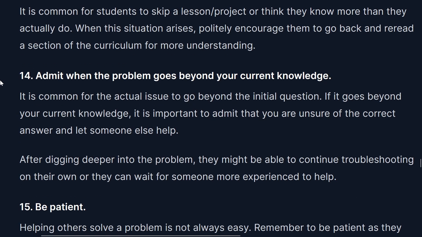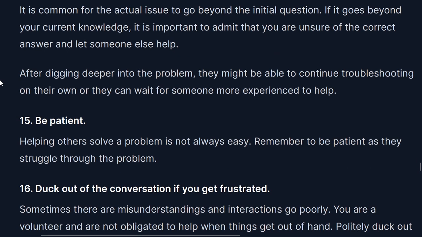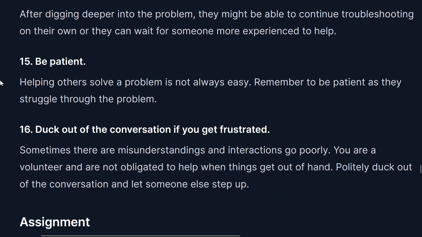14. Admit when the problem goes beyond your current knowledge. It is common for the actual issue to go beyond the initial question. If it goes beyond your current knowledge, it is important to admit that you are unsure of the correct answer and let someone else help. After digging deeper into the problem, they might be able to continue troubleshooting on their own, or they can wait for someone more experienced to help.